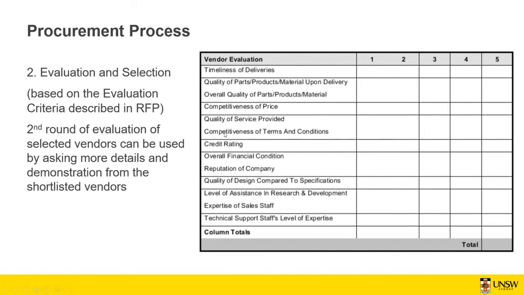Quality of service, credit rating, quality of design, technical support, and level of expertise. So based on all the selection criteria and evaluation criteria, you can give a score for each vendor after they submit their application, and you give the contract to the vendor with the highest score.